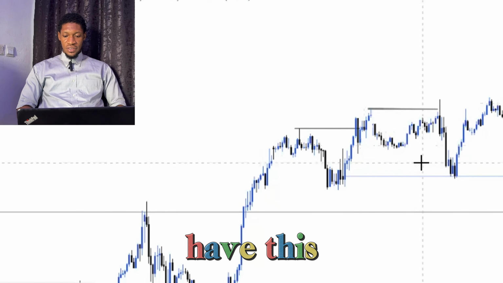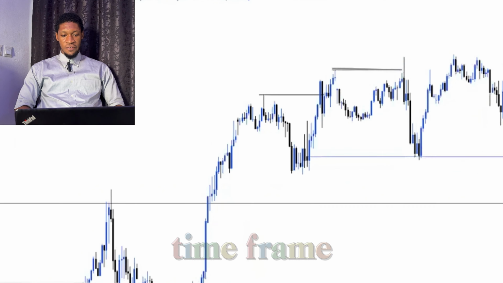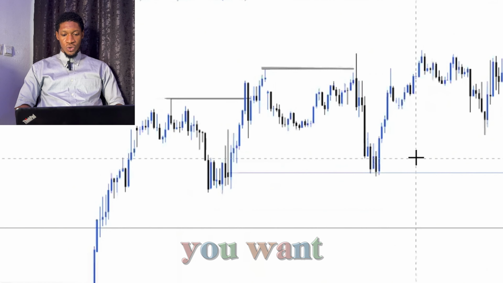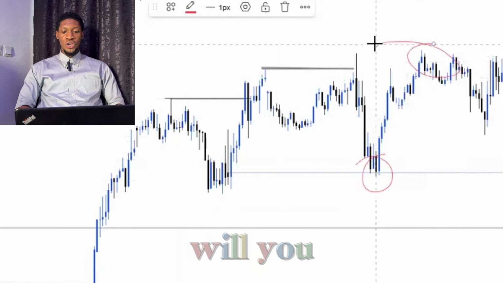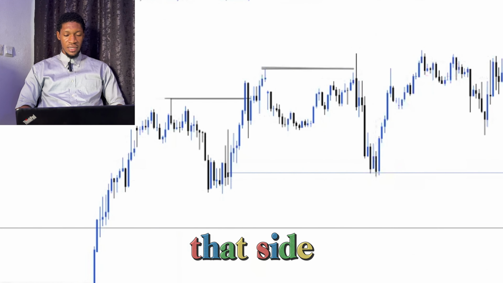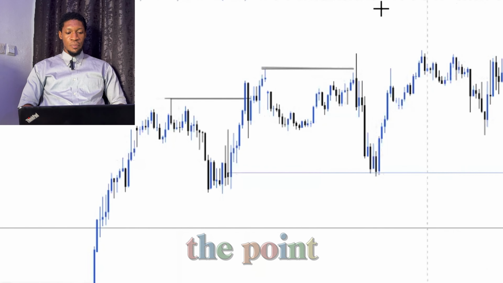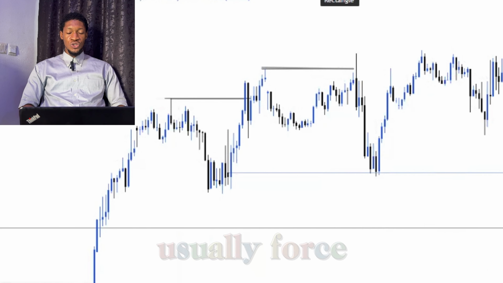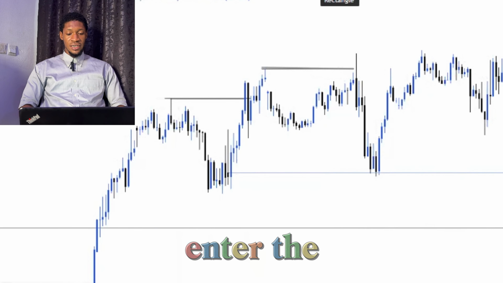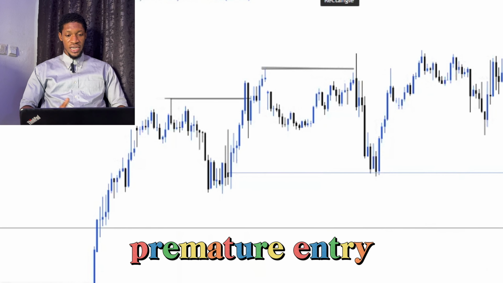Now you have this setup right now on the 30-minute time frame. You want to buy the market. You want to buy the market from here, and you want to exit from this side. So how will you know price is going to get to that side? Where is the point of inducement and where is the point of liquidity? Inducement usually forces traders to enter the market, a premature entry. That's what I call it.